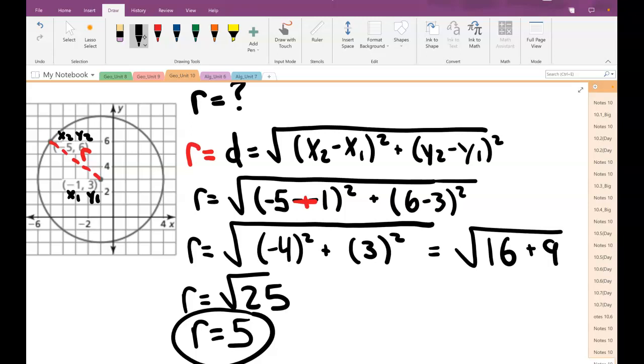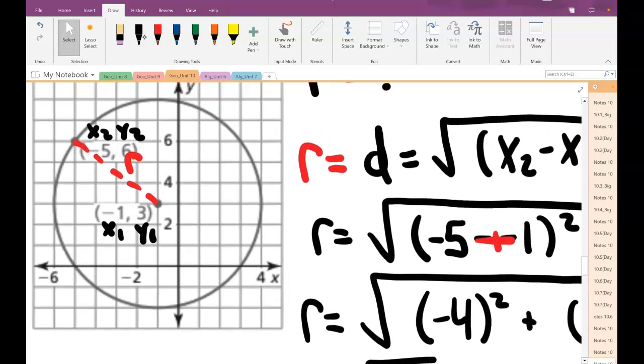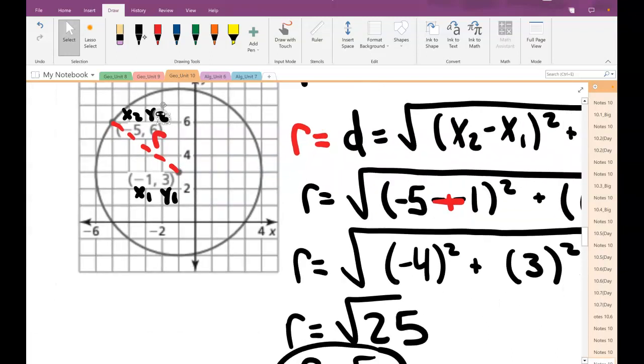All right, what you don't want to do is just count the boxes. If you try to count the boxes, it's not going to be exact. The distance formula will give you exactly 5 boxes from one point to the other, so you've got to make sure you're using your distance formula.